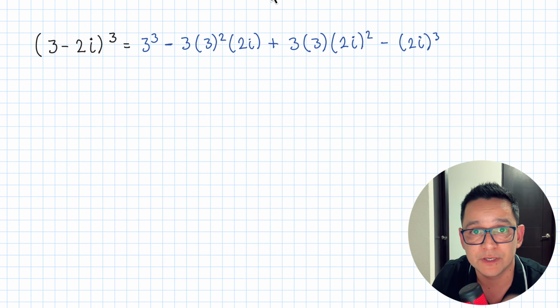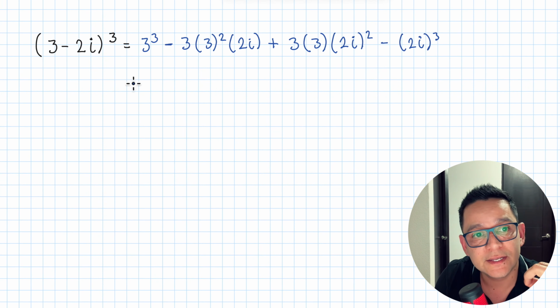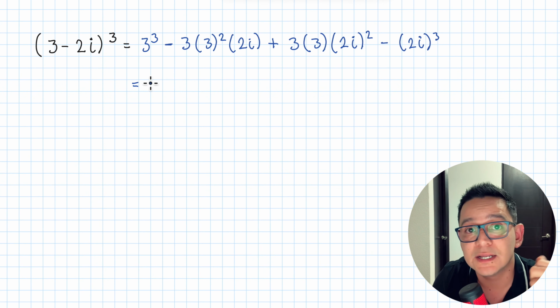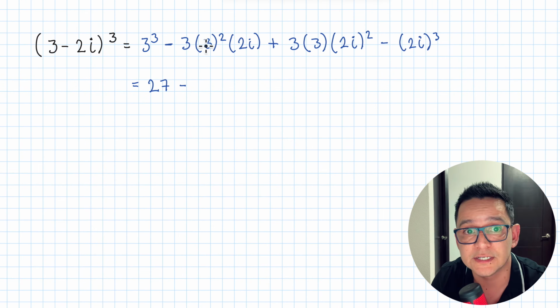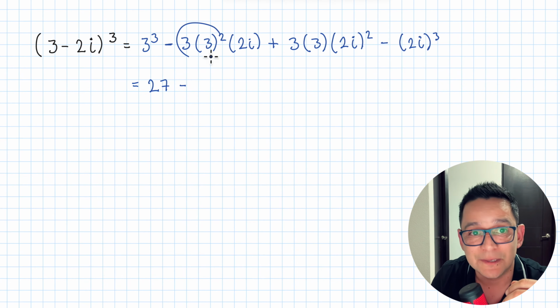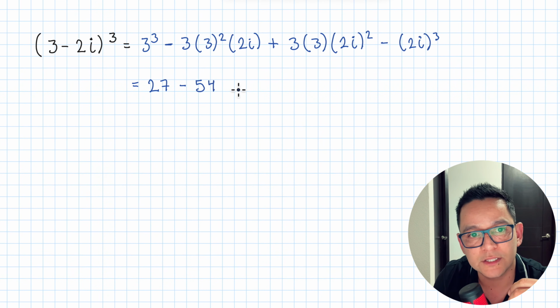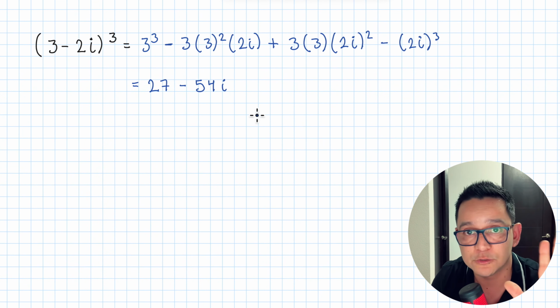Now let's simplify this a little bit. So what would I get? 3 cubed is equal to 3 times 3 times 3, that's 27. Then we have minus 3 times 3 squared times 2, which is 3 times 9 is 27, and 27 times 2 gives me 54. So here we have 54i. We're doing fine.